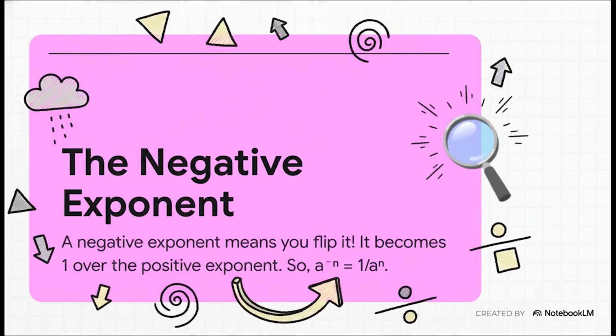Now, what if you see a negative exponent? Don't worry, it doesn't mean the answer is going to be a negative number. It's actually a flip move. A number raised to a negative power just flips and becomes a fraction. It's 1 divided by that same number with a positive power. You just flip it downstairs.